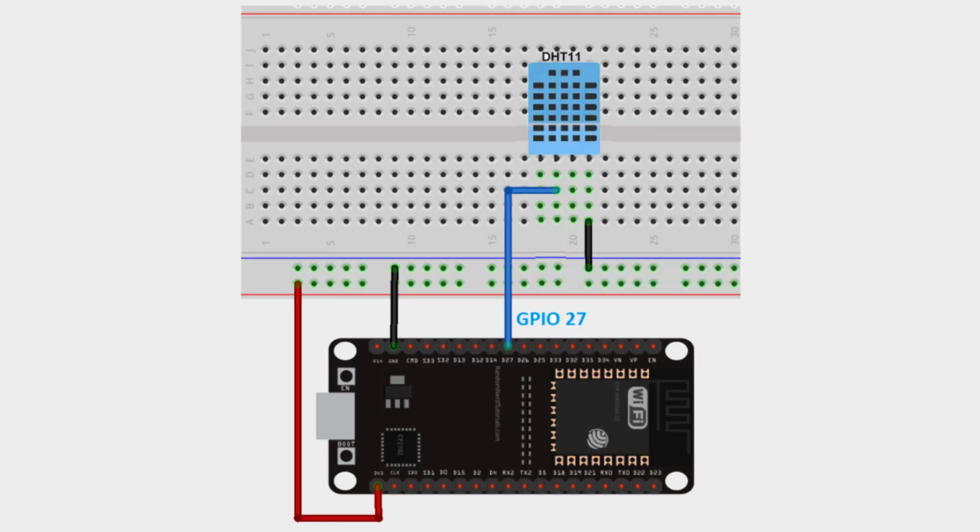For this connection, connect the GND pin of the DHT to GND of the ESP32. Connect the VCC pin of the DHT to 3V3 of the ESP32. Connect the data pin of the DHT to D27 of the ESP32.